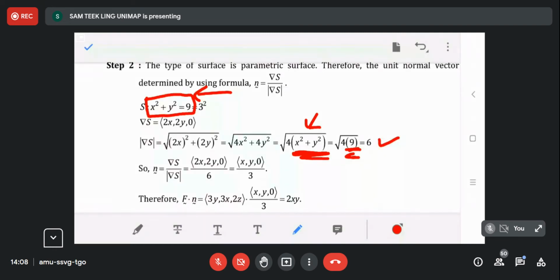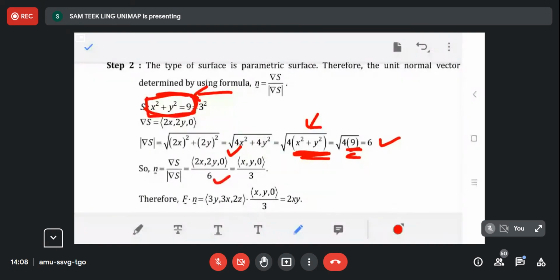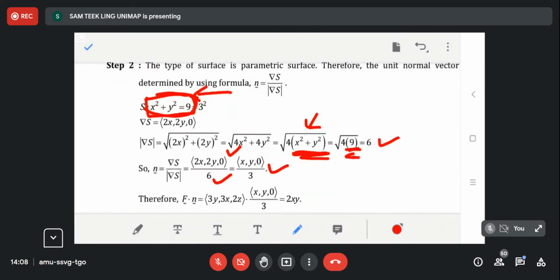So how do we get your 9? It comes from your question, based on your question, your surface. Then after this, your formula, del S divided by magnitude of del S. So del S, magnitude del S. Then you simplify. You get this one. This is the first one, find our n.